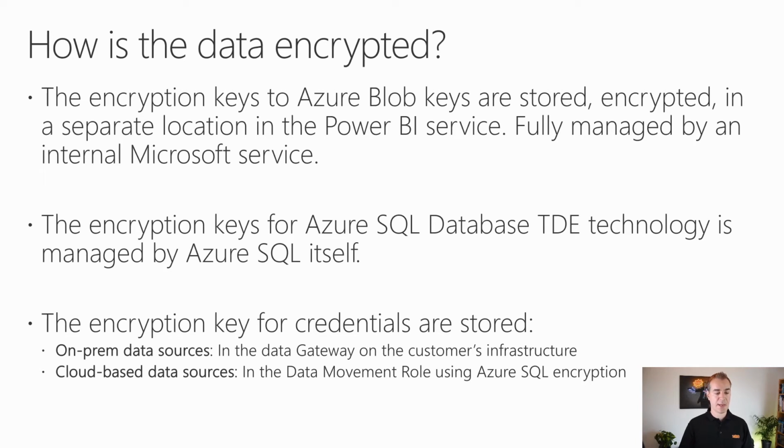The encryption keys for credentials, and there are two different scenarios here too. In on-premise data sources, they're stored on the gateway. So when you connect to an on-premise environment, we don't even store the credentials in the cloud. They're stored on the machine that has the gateway. For cloud-based data sources, let's say you connect to an Azure SQL database or something in AWS, then it is stored in Azure SQL encryption. And again, it's stored in Azure SQL and it's using the SQL encryption.